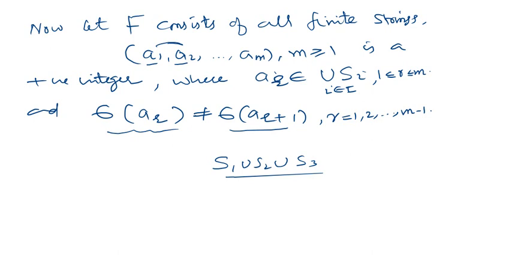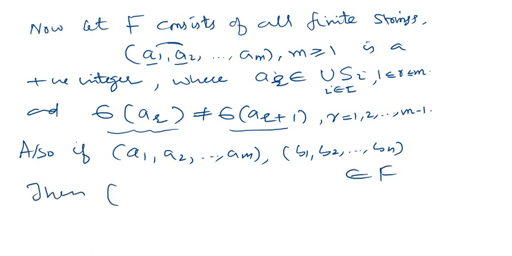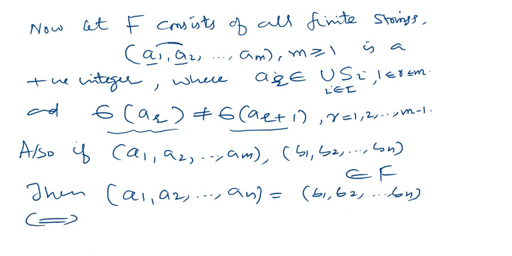And also we say these two strings are equal. If you have two strings, say a1 a2 up to am, and the second string is b1 b2 up to bn in F, then we say these two strings are equal if and only if the length of the strings is equal, and ai must be equal to bi for all i running from 1 up to n. So this is the equality of strings.